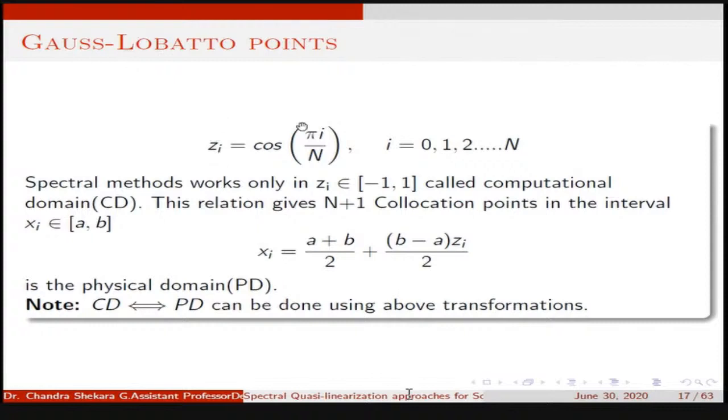Then, how do we convert the Gauss-Lobatto points or collocation points from the physical domain to the computational or Chebyshev domain, and vice versa? We can use this linear transformation: x_i equals (a+b)/2 plus (b−a)/2 times z_i, where z_i is the collocation point given by Gauss-Lobatto. These two transformations can be used to go from the physical domain to the computational or Chebyshev domain, and from the Chebyshev domain to the physical domain. While solving problems, you can use this switching.